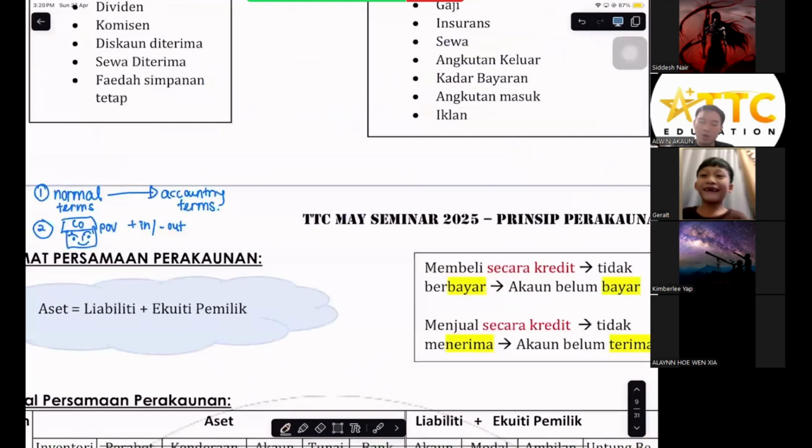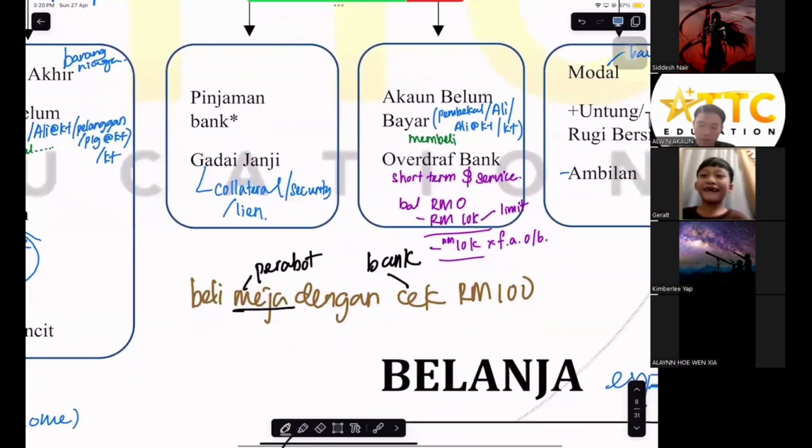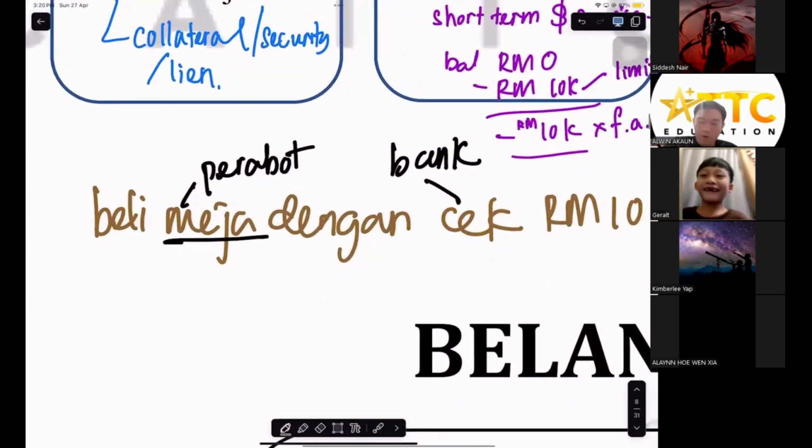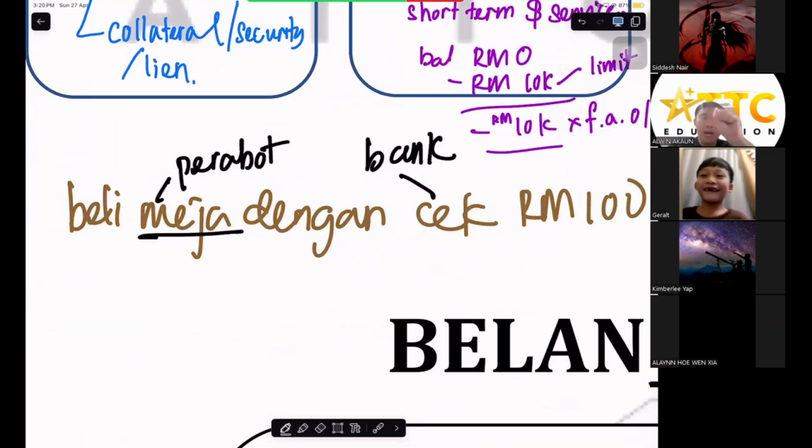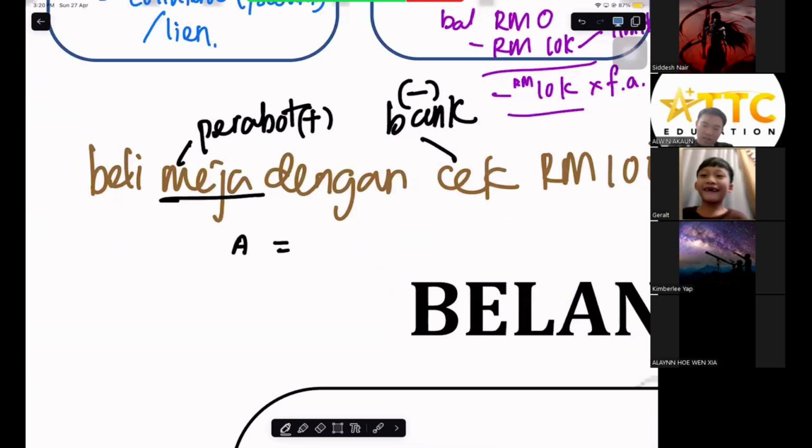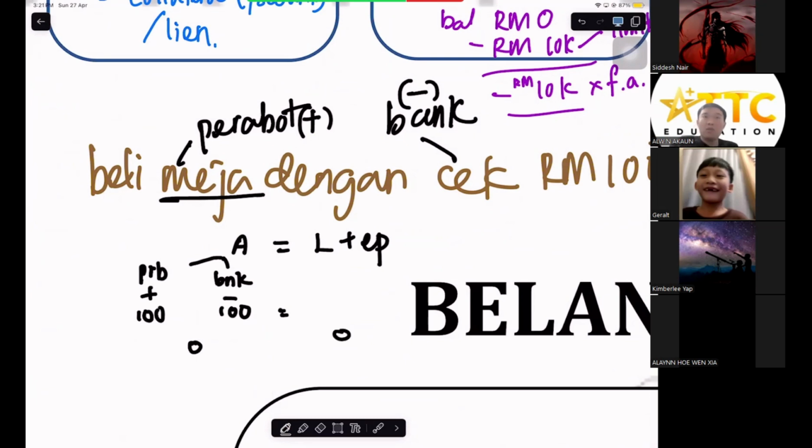Secondly, from the company's point of view, what comes in, what goes out. After you classify them, you see what comes in, what goes out. Perabot, you beli perabot. When you buy things, it comes into the company, right? So perabot comes in. Bank, you beli something with check, you pay money, so money goes out. Done. So asset equals liability plus equity per million. Perabot is asset plus 100. Bank is also an asset, minus 100. So net effect 0. So the other side, nothing to touch.